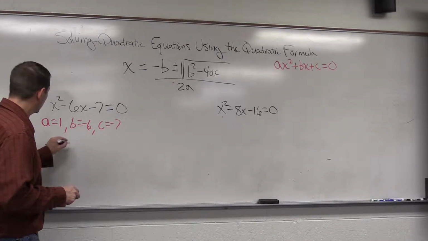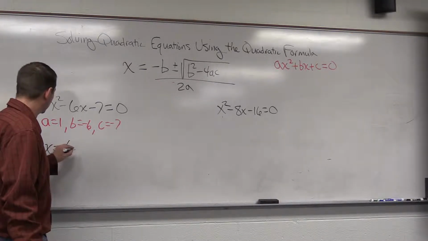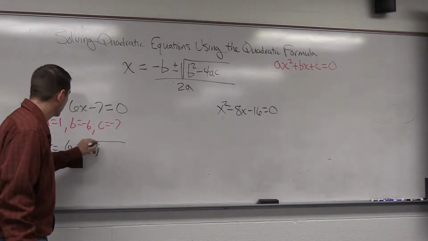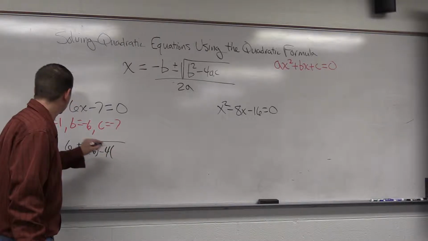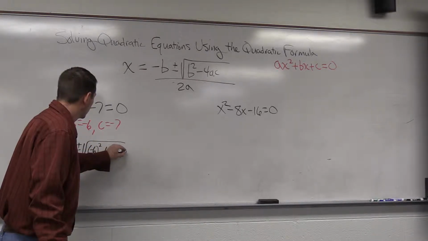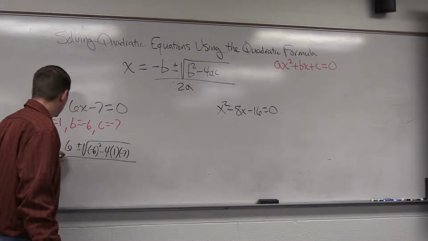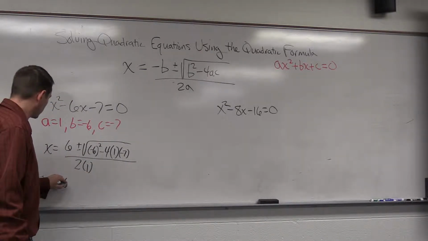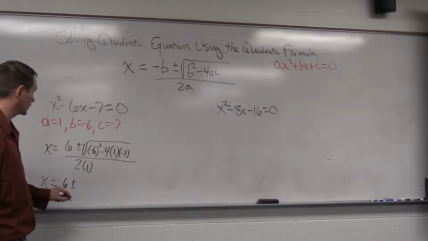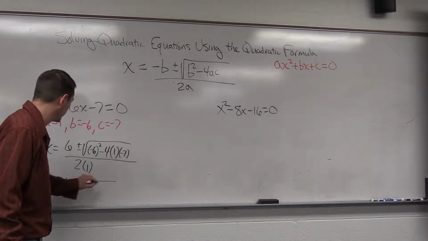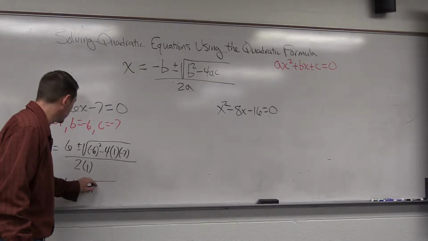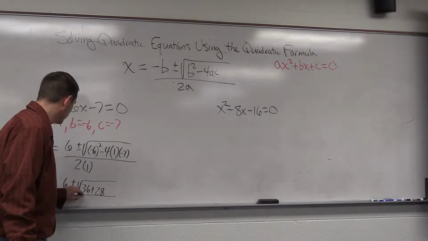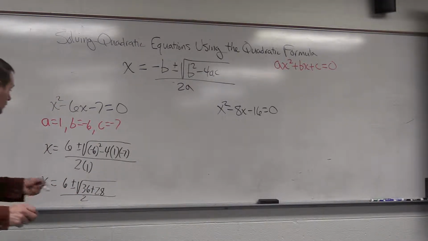X is equal to the opposite of B, so it's going to be a positive 6, plus or minus the square root of B squared minus 4AC, all over 2a. Let's simplify this down. 6 plus or minus the square root of 36 plus 28, all over 2. So we'll keep going.